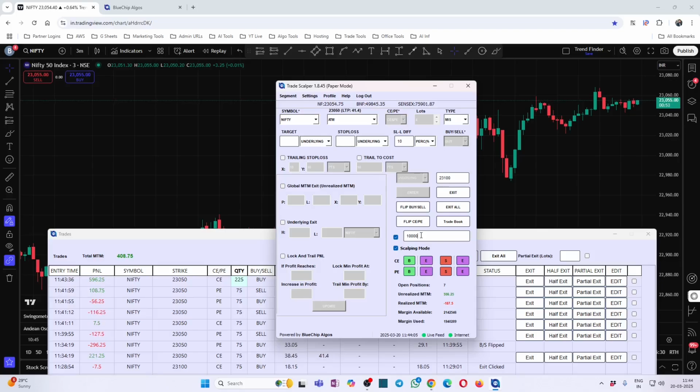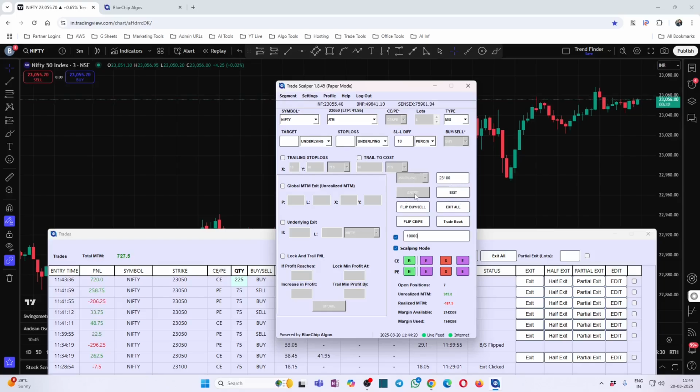And of course we also have two other minor features that we have introduced, which is the exit button. Exit button has already been there in the past also, but what we have done is, earlier the exit button used to work only for the recent trade.